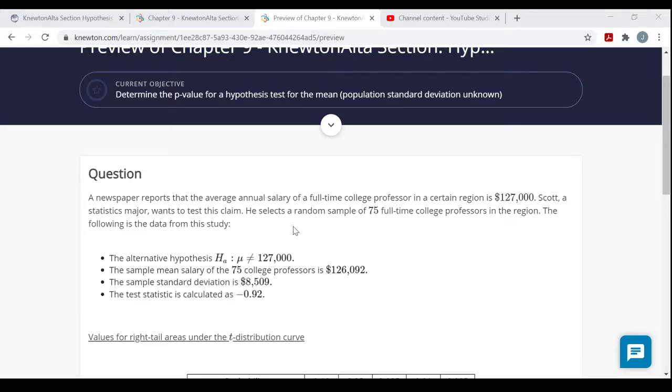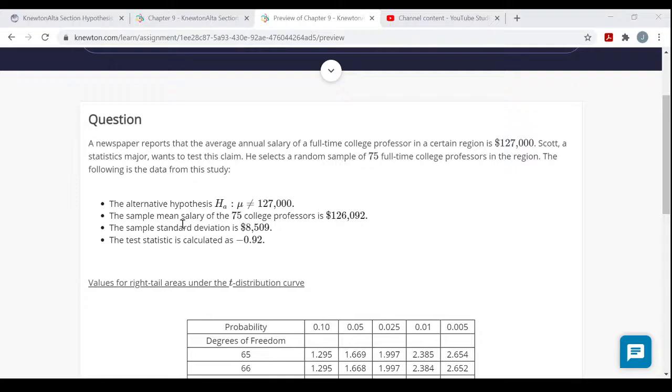It depends on which side of the middle you are, and we'll see that coming up here. All right, so the sample mean salary for the 75 college professors is $126,092. The sample standard deviation was $8,509, and they've already calculated the test statistic for us. They took 126,092, subtracted 127,000, then divided that by s over the square root of n. They divided that by 8,509 divided by the square root of 75 and got negative 0.92.